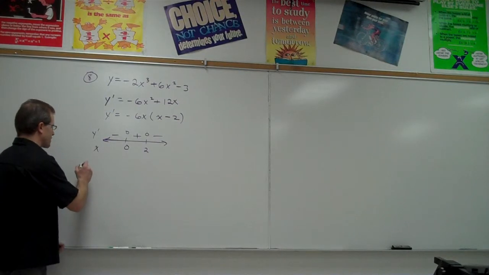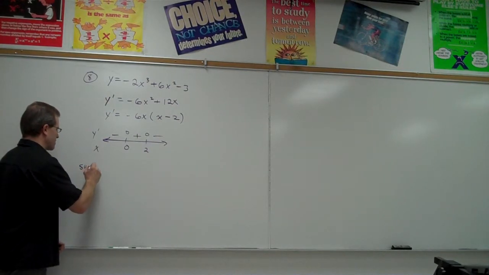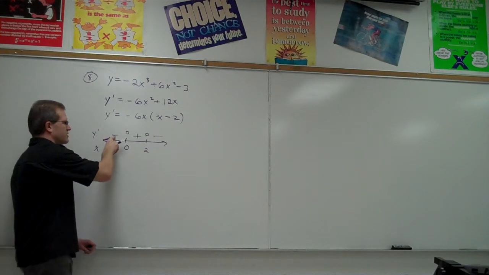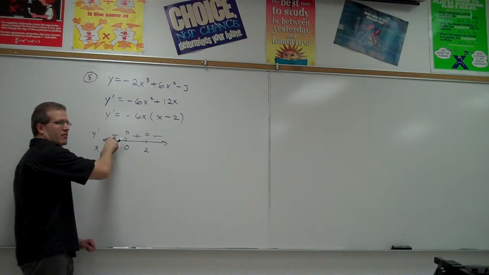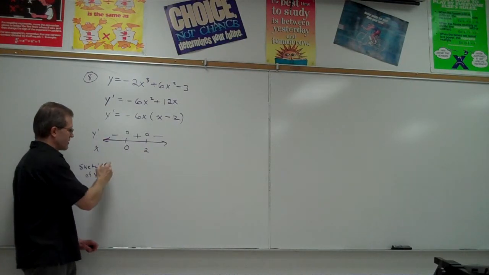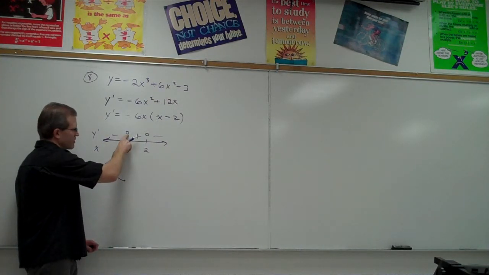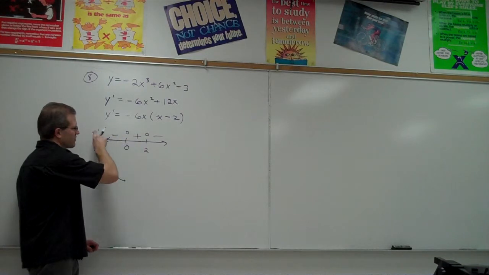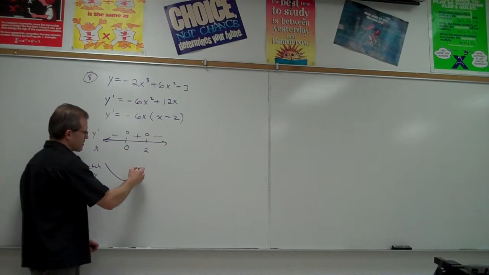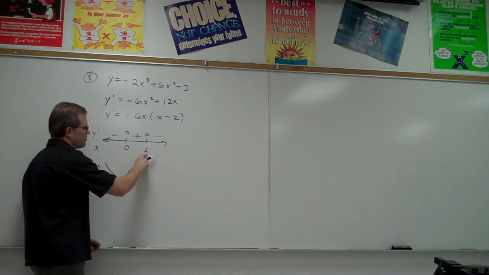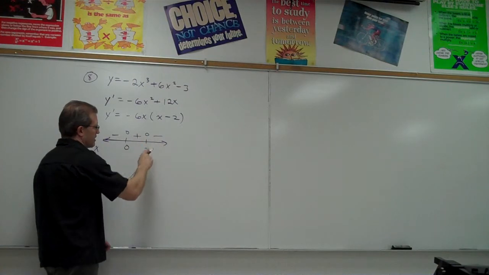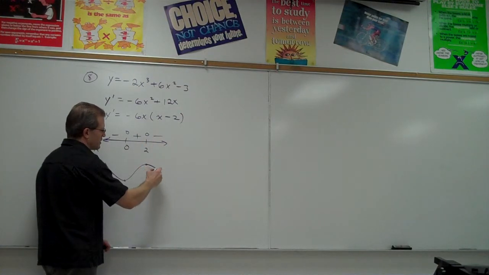Okay, now let's try to make a sketch of the graph of y. So this means that the original graph is going to have negative slope or be decreasing. So the graph's going to decrease until it gets to 0. At 0, it's going to have a slope of 0. Positive derivative means it's going to increase until it gets to 2, where it's going to have a slope of 0 again, and then it's going to have negative slope or decrease again.